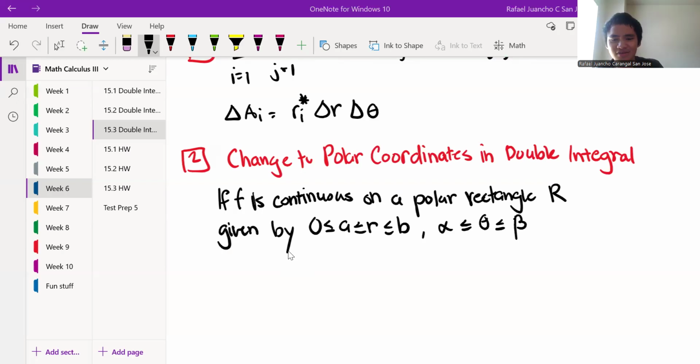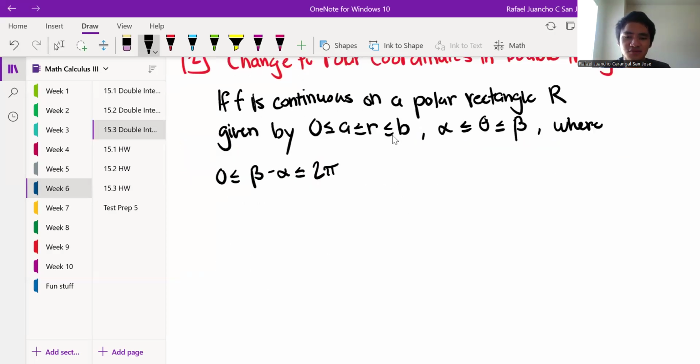And then we also say, so let's say f is continuous. And then we say that the difference of this beta and alpha is this thing. So beta minus alpha, by the right R, I meant 2 pi. So it should be within that revolution, the difference of these two, right?